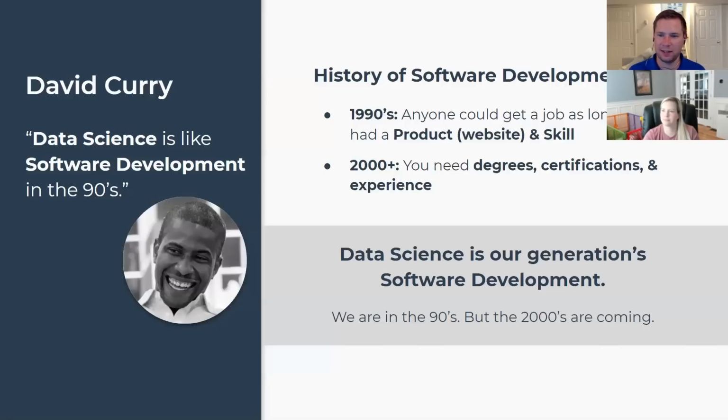And nowadays you need degrees, you need certifications, you need experience. We don't ever hear of the college dropouts anymore. It's all about how these people are getting their starts. They're having to get all of these degrees and certs and have experience before they get a job. Data science will eventually get to that place, but at least for right now, we're kind of like what software was in the 90s.